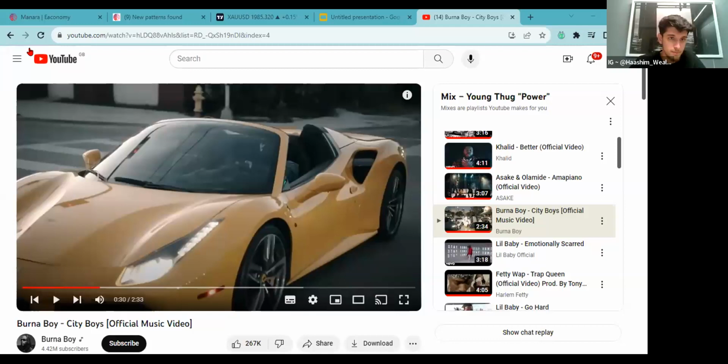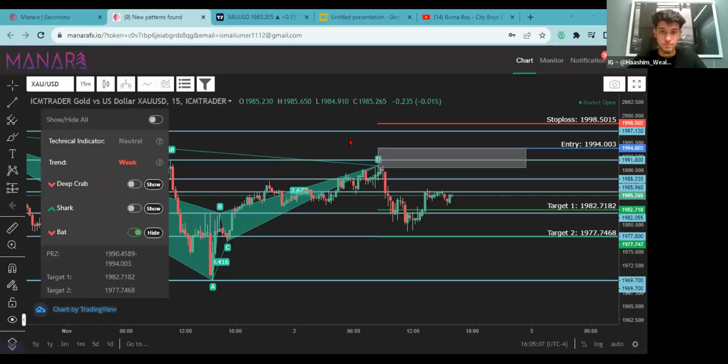So, first things first. Let me know if you guys can see my screen. Let me just move this. Cool. Can you guys see my screen? What can you see so far? I'm just going to make sure that you guys can see Manara. Can you guys see Manara? Yeah? Put a 1 in the chat. Okay, fantastic. Well, let's get straight into it.